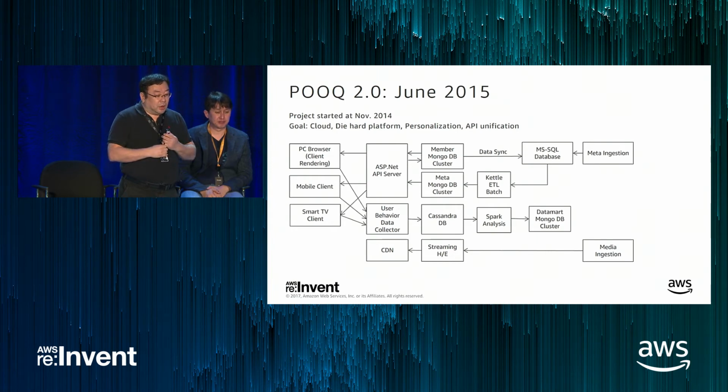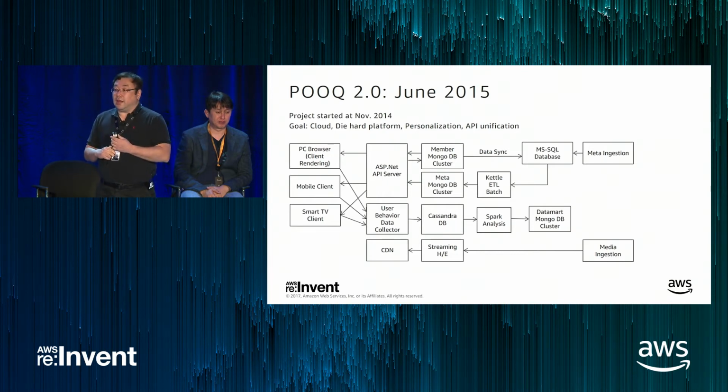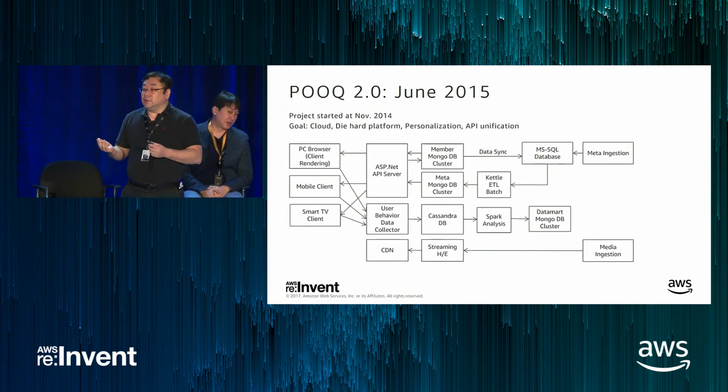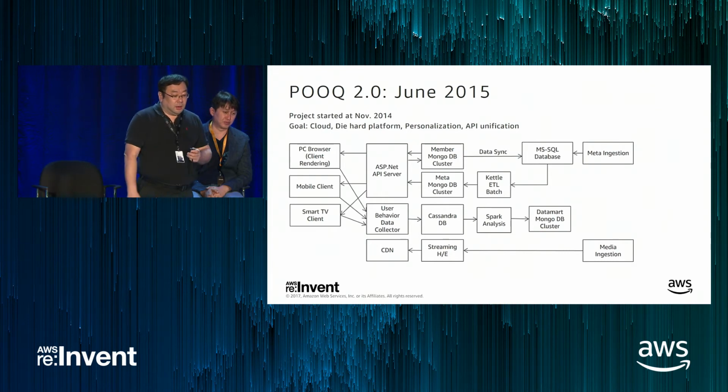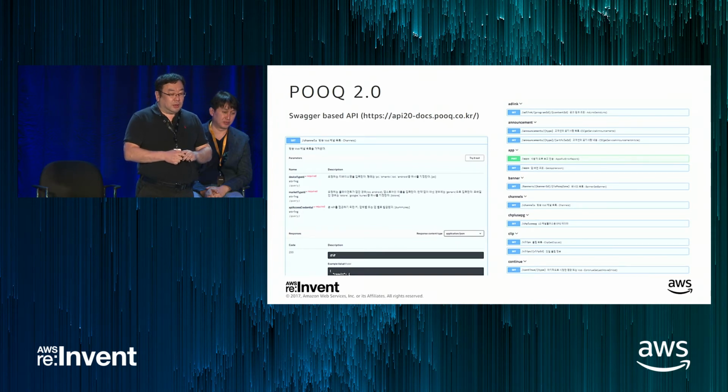But still, in this case, the CDN, streaming headend, and media ingestion were outsourced. I mean, at the time, we didn't have any resources to make it in-house, so it was outsourced to some local CDN provider, which is not cloud. That was the time when we didn't have the AWS Korea region, so we had to rely on that. And the API unification we achieved with Swagger.